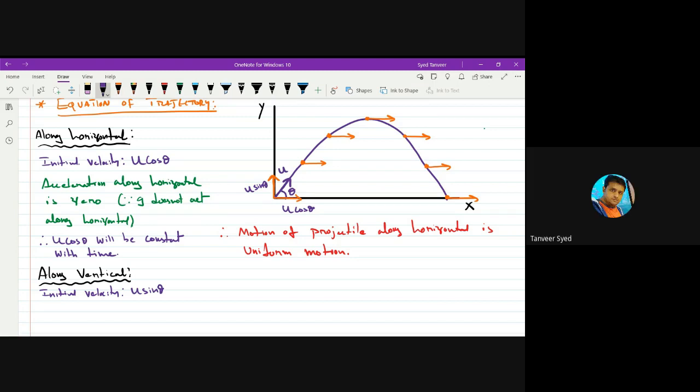Changes, sir. Because of g is acting, acceleration due to gravity. Acceleration due to gravity is acting down. So obviously this will be affected by acceleration due to gravity.